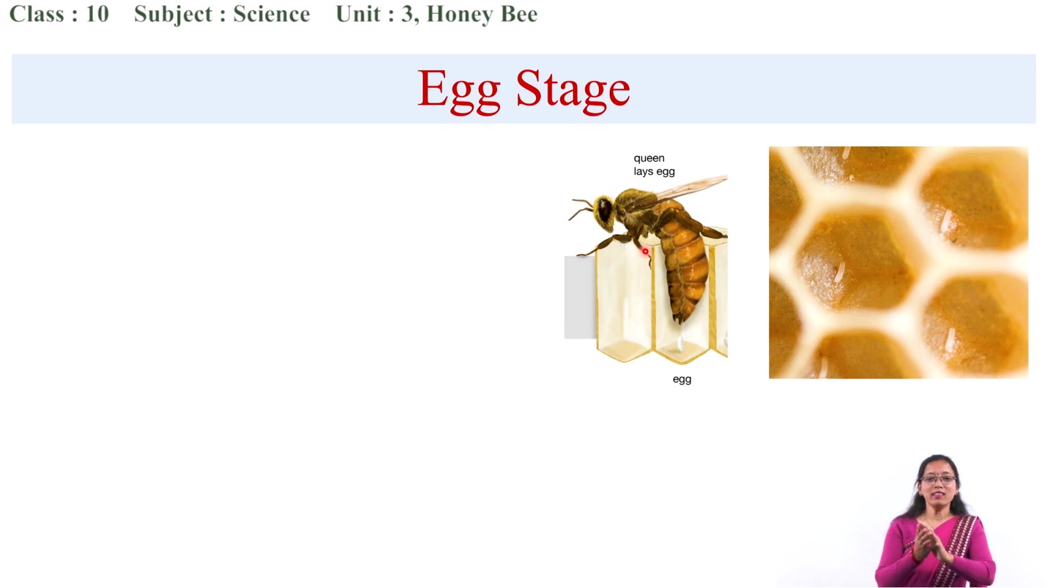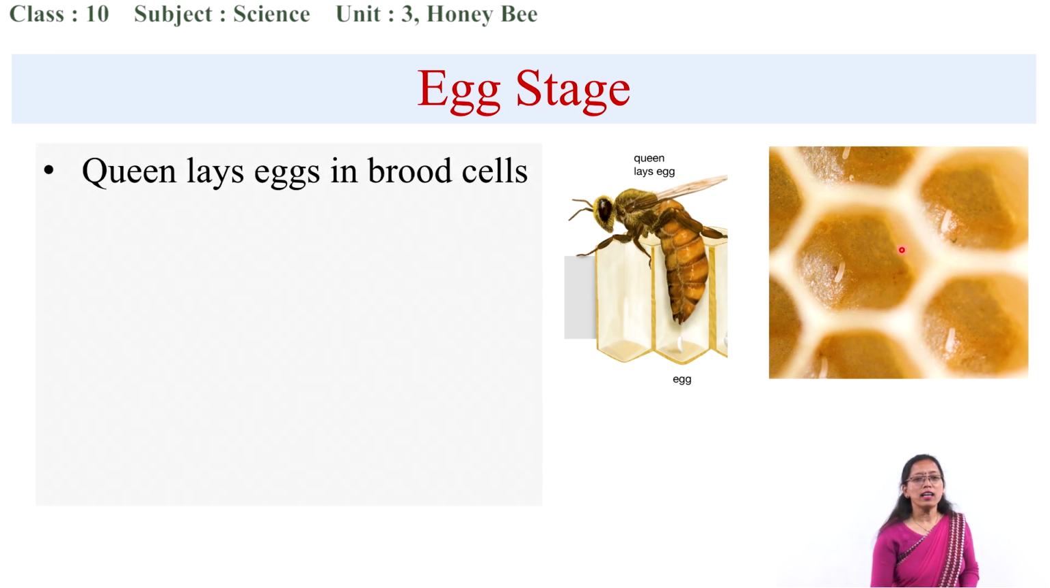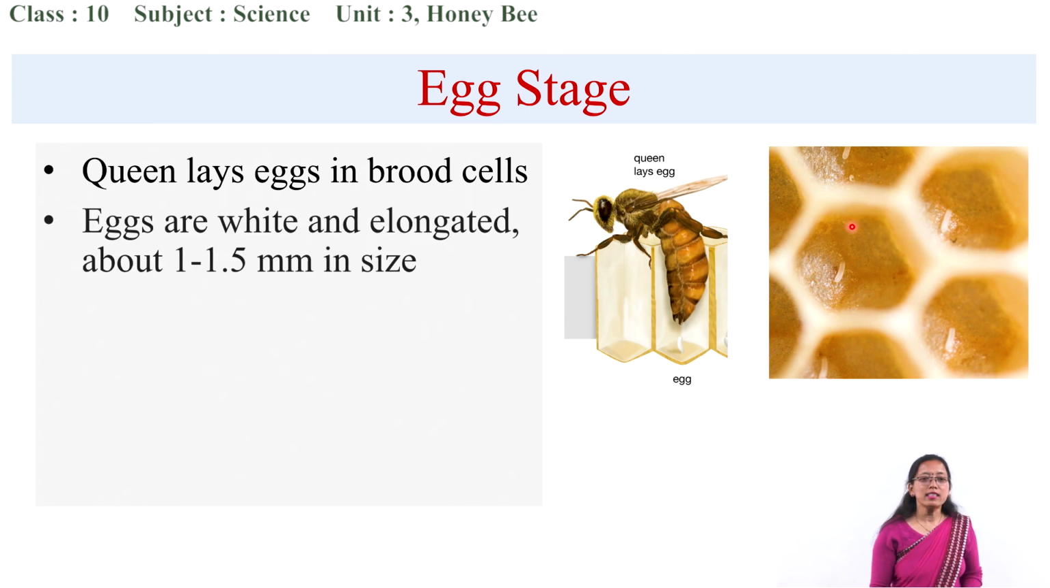Similarly, just like a hen, the honeybee also lays eggs. These eggs are very tiny, and it lays the eggs in a brood cell which is prepared by the worker bee. These eggs are white and elongated in shape, about 1 to 1.5 millimeter in size, very small.